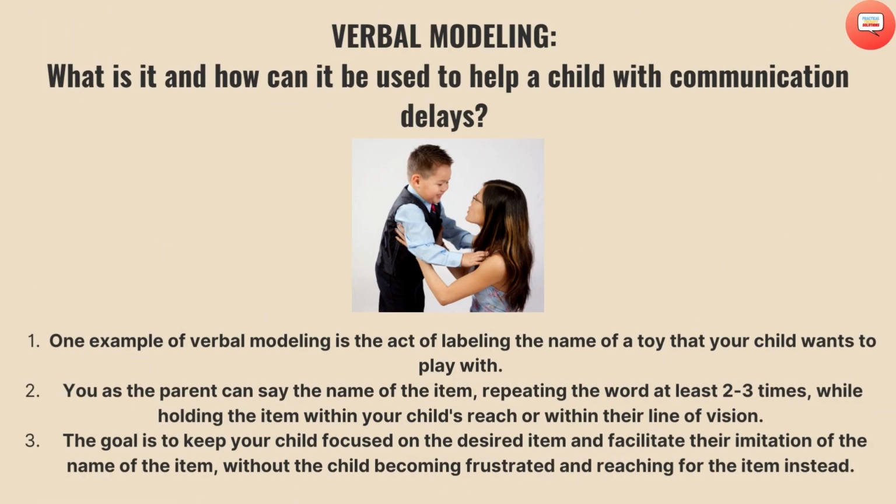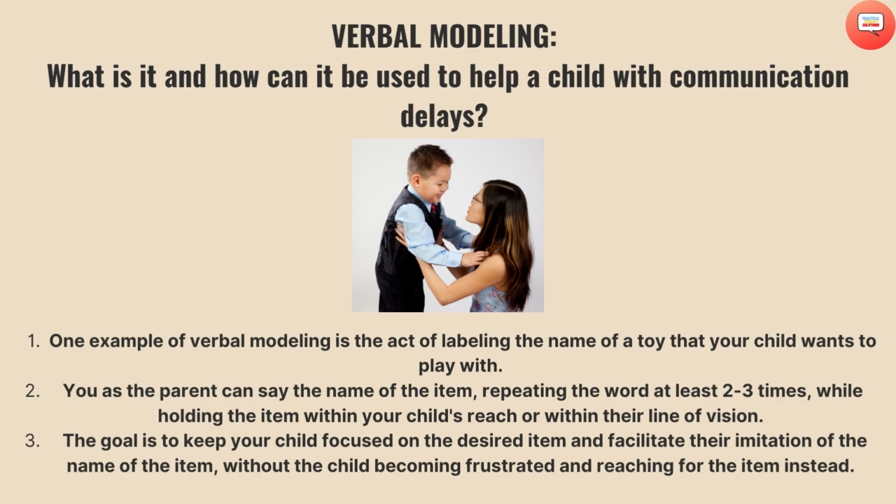One example of verbal modeling is the act of labeling the name of a toy that your child wants to play with. So let's say your child really likes bubbles, cars, balls. These would be the names of the items that you would present to your child. And then you as the parent can say the name of the item, I would say repeating it no more than 2 to 3 times, while holding the item either within your child's reach, just out of their reach or grasp, or within their line of vision.